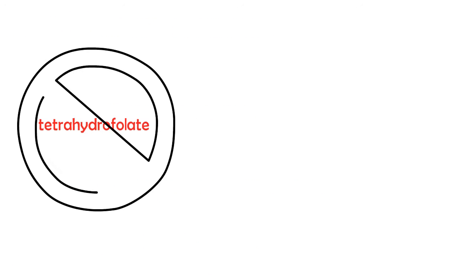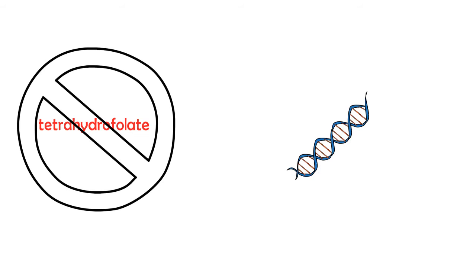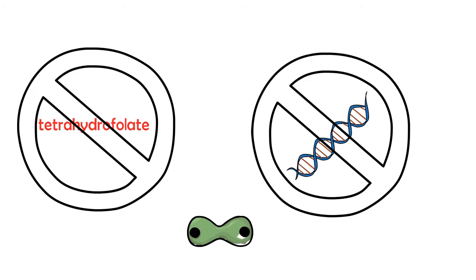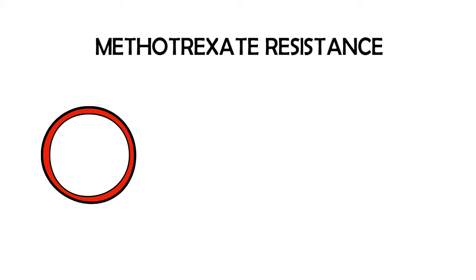So methotrexate is going to completely block that enzyme, and then there will be no tetrahydrofolate, and there's going to be no DNA synthesis. And if there's no DNA synthesis, there's going to be no new cells and no cell division. They can't divide then. But there's only one problem over here, that resistance to methotrexate is going to occur rapidly.